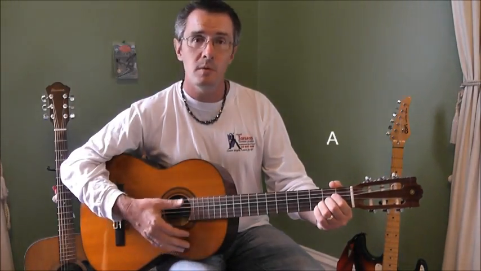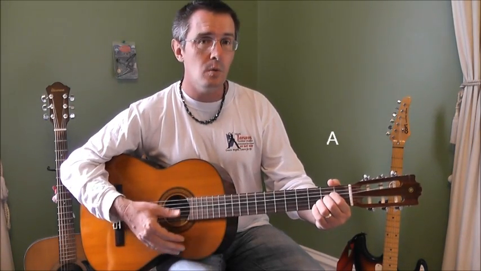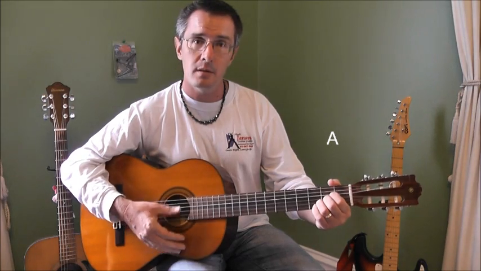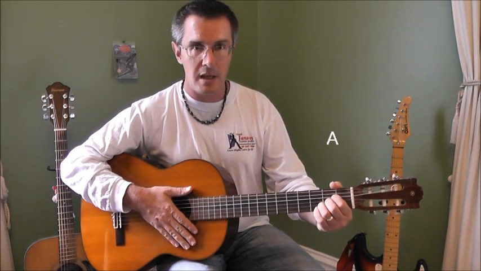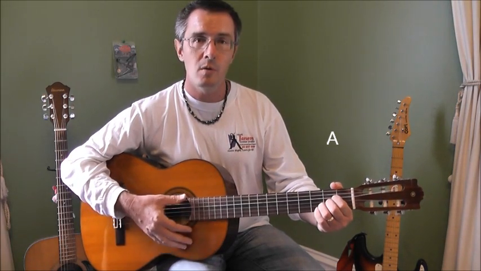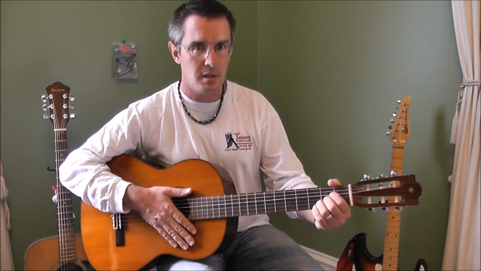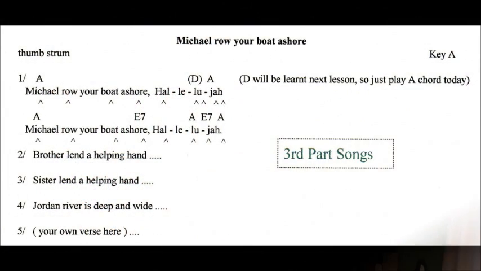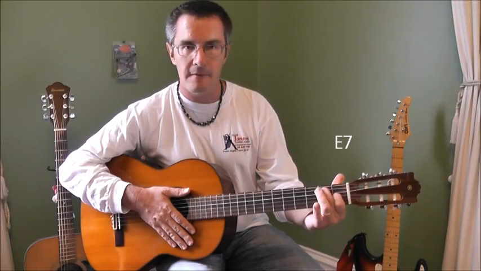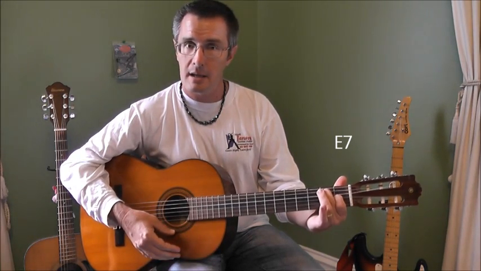Michael, row your boat ashore, hallelujah. Now we move down onto the second line. Michael, row your boat, and now above ashore is an E7, so that tells us that's where we need to change our chord. So now we go 3 and 5, E7, ashore, hallelujah.